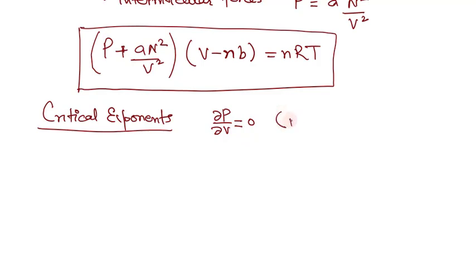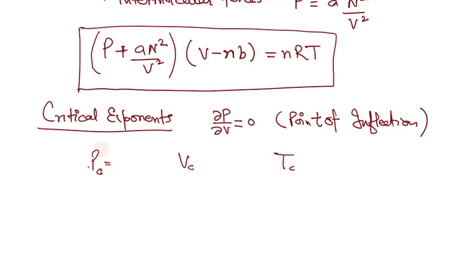So this is called the point of inflection. There was something wrong with my pen. Now it is good. So from this expression, we can find out the critical pressure, critical velocity, critical volume, and the critical temperature. And remember these formulas.